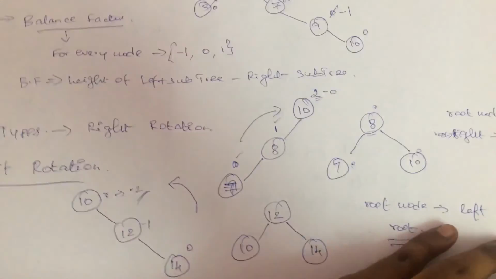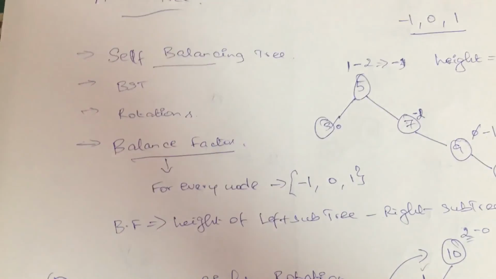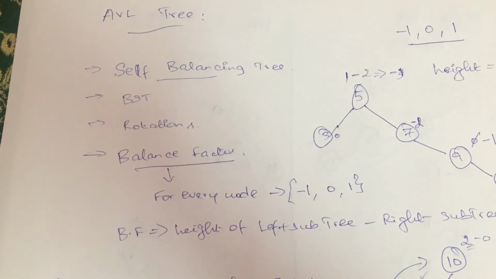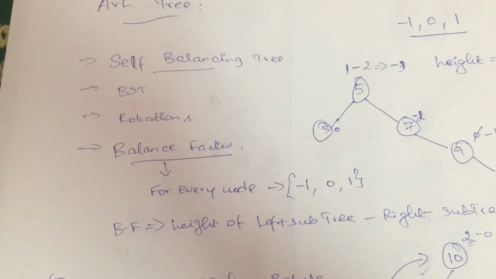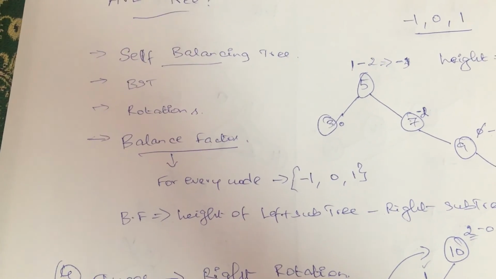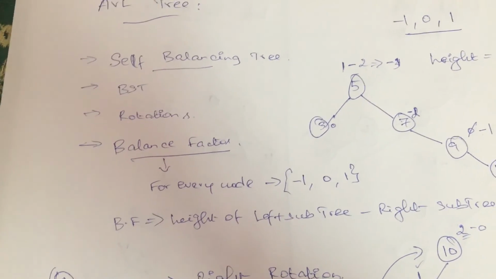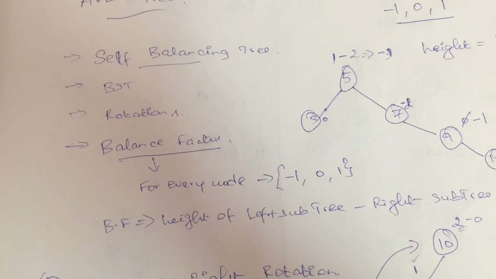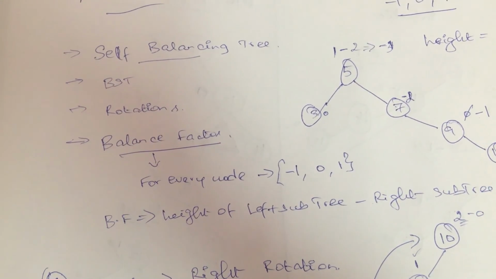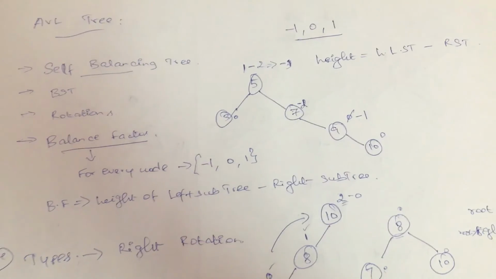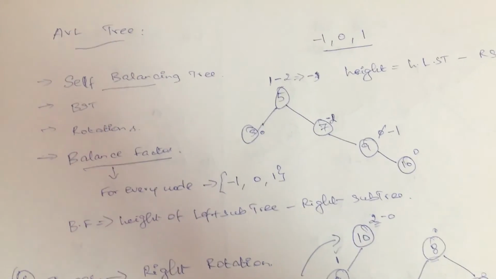And let's go through this one more time. So an AVL tree is also called a self-balancing tree, and it follows the implementation of a binary search tree, and it focuses more on rotations of the tree, and there is something called balance factors, where for every node it can be either -1, 0 or 1. So that's all about the things which we need to know about an AVL tree.